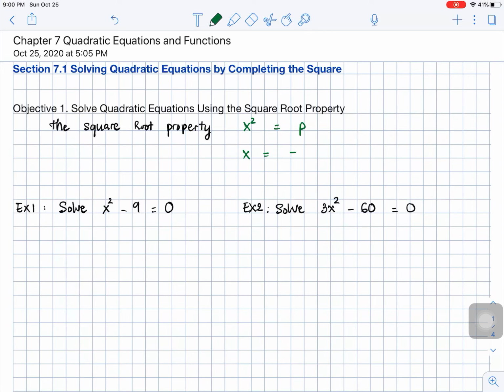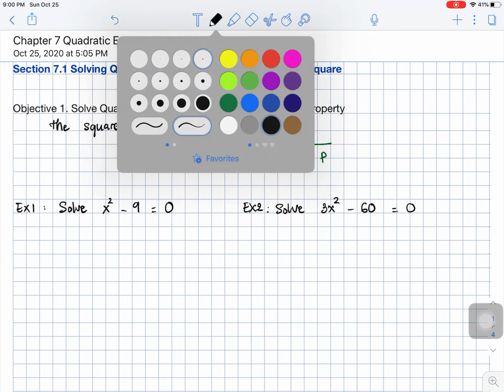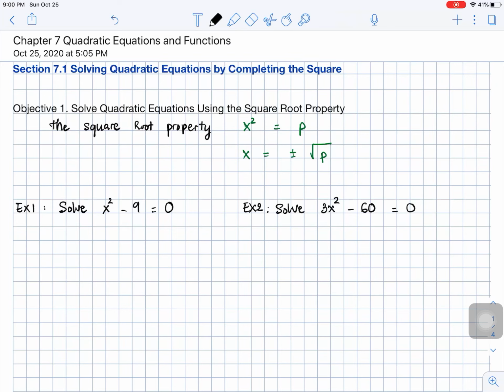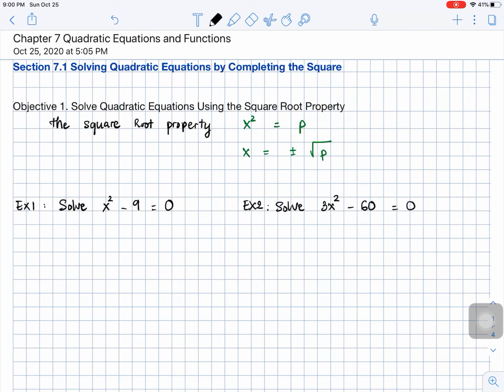Section 7.1: Solve quadratic equations by completing the square. Objective number 1: Solve quadratic equations using the square root property. The square root property is that if we have x squared equal to a number, then x equals plus or minus the square root of that number.